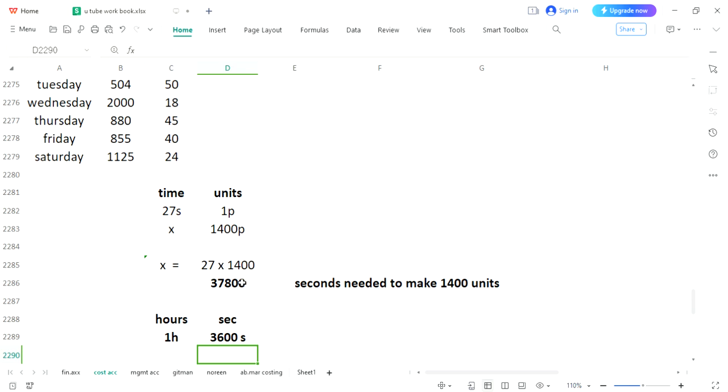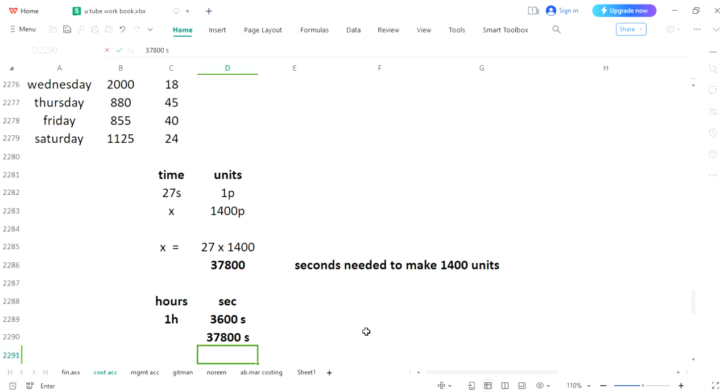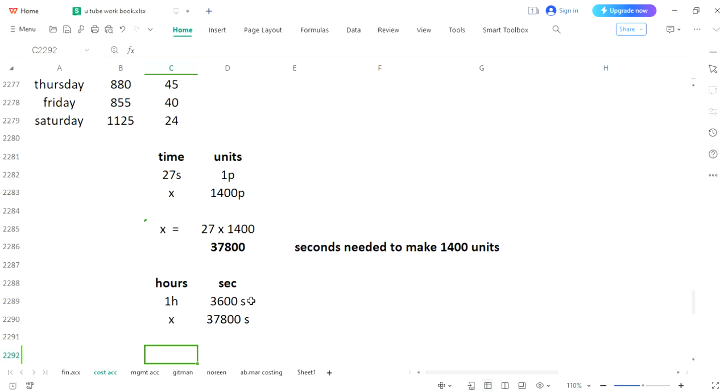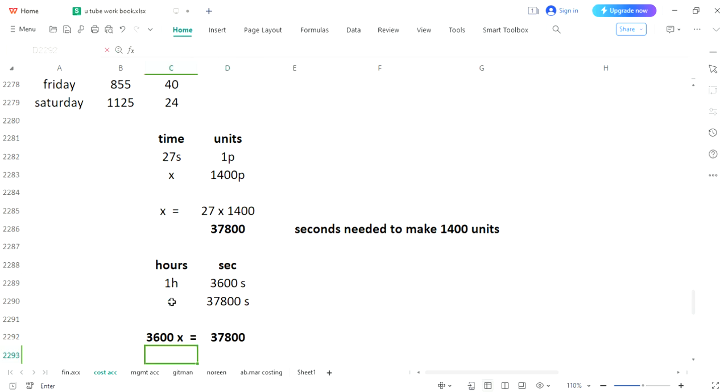And now we want to know how many hours are in 37,800 seconds. These are seconds and we want to convert them to hours. So here is your question mark. This is the second step. Again cross multiplication, 3600 would be multiplied with x. So we will get 3600x, and next line is what? 37,800 would be multiplied by 1 hour. So we have got 37,800.